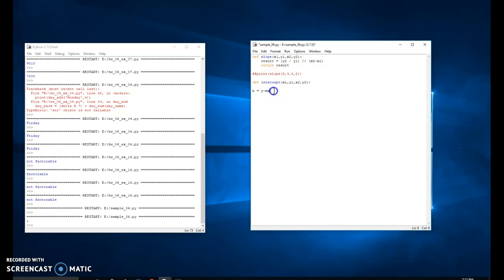Since we have our y coordinate, which is y1, and m, which is our slope in this function, and x from x1, we basically have everything to solve for b. I forgot to add a docstring here. My bad.